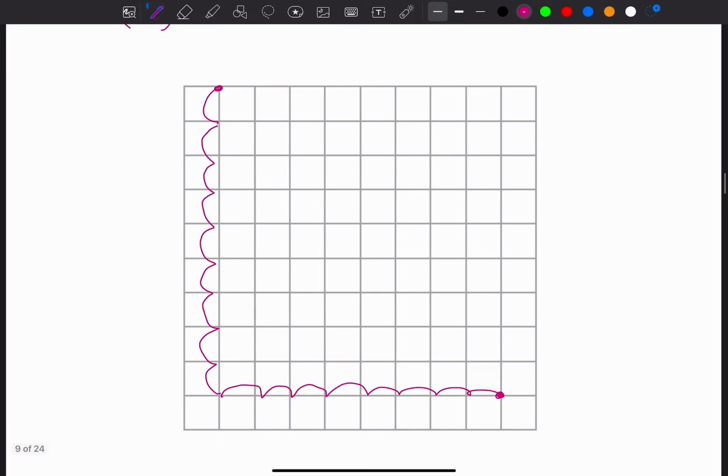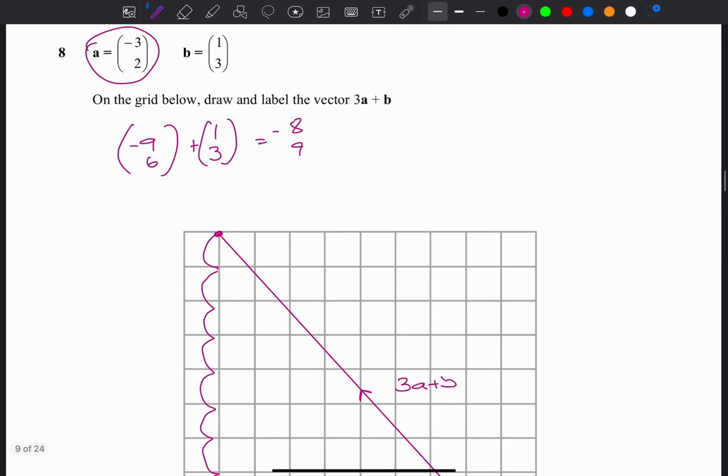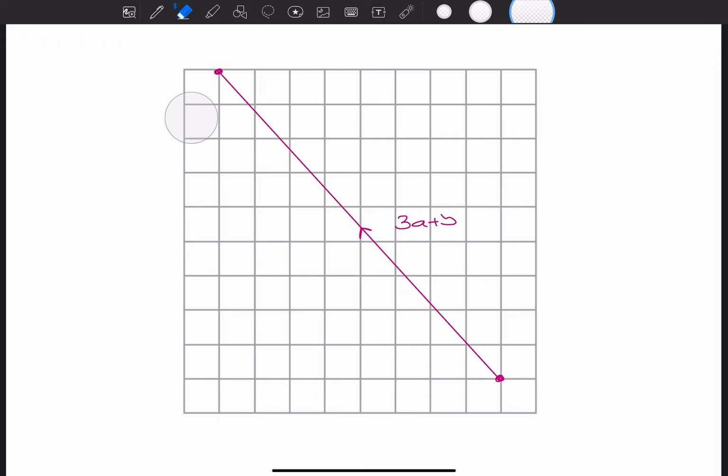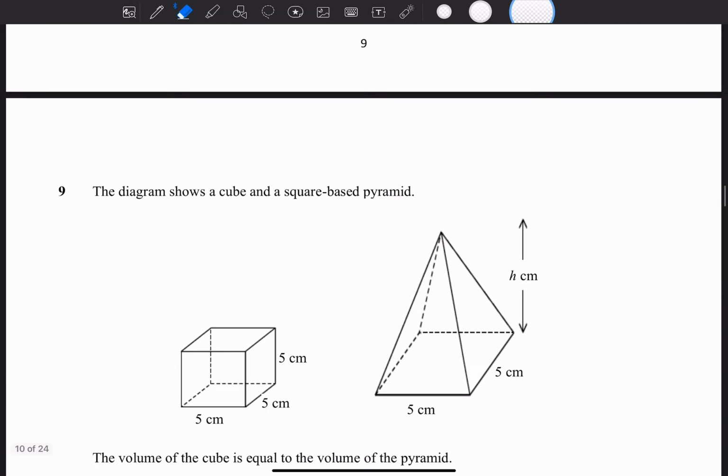So let's just do this from here to here. That's the one. So that's 3a plus b, I think. Label it always. Yeah, 3a plus b, and the arrow is that way because this is where you start, that's where you end. You do not need to have these. You can get rid of this. It's fine. If you draw and leave it there, it's not a problem. You can leave it.